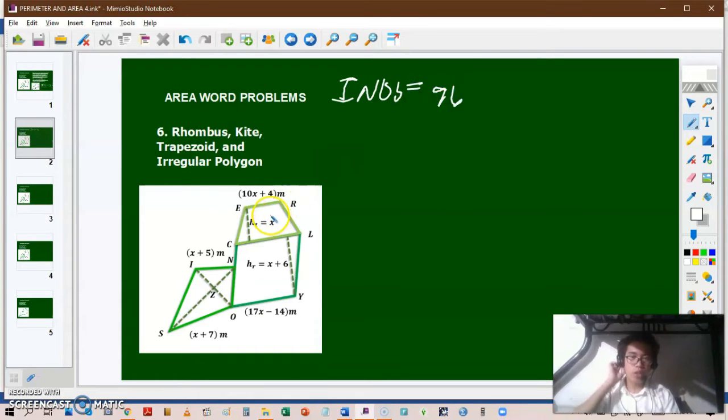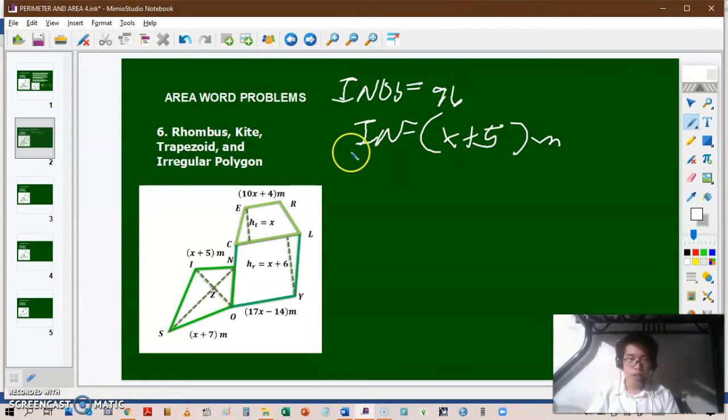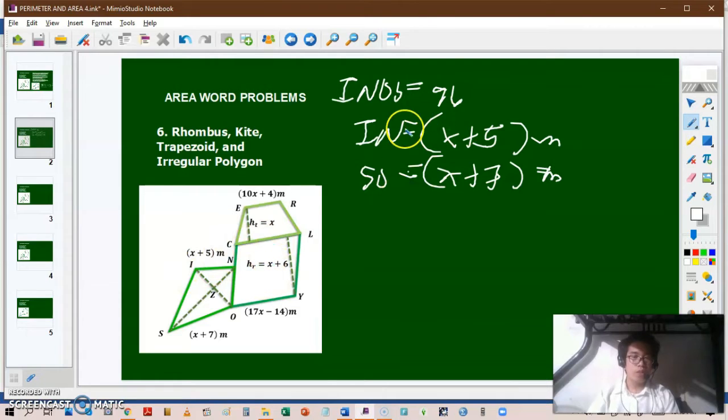Now we're given here additional information about IN. IN measures x plus 5 meters. And then we have SO. SO measures x plus 7 meters. Now, one common property of a kite is that their adjacent sides are equal. So that means IN and NO have x plus 5 meters as their measurement for their sides. And for SO and SI, the measurement of their sides is x plus 7.